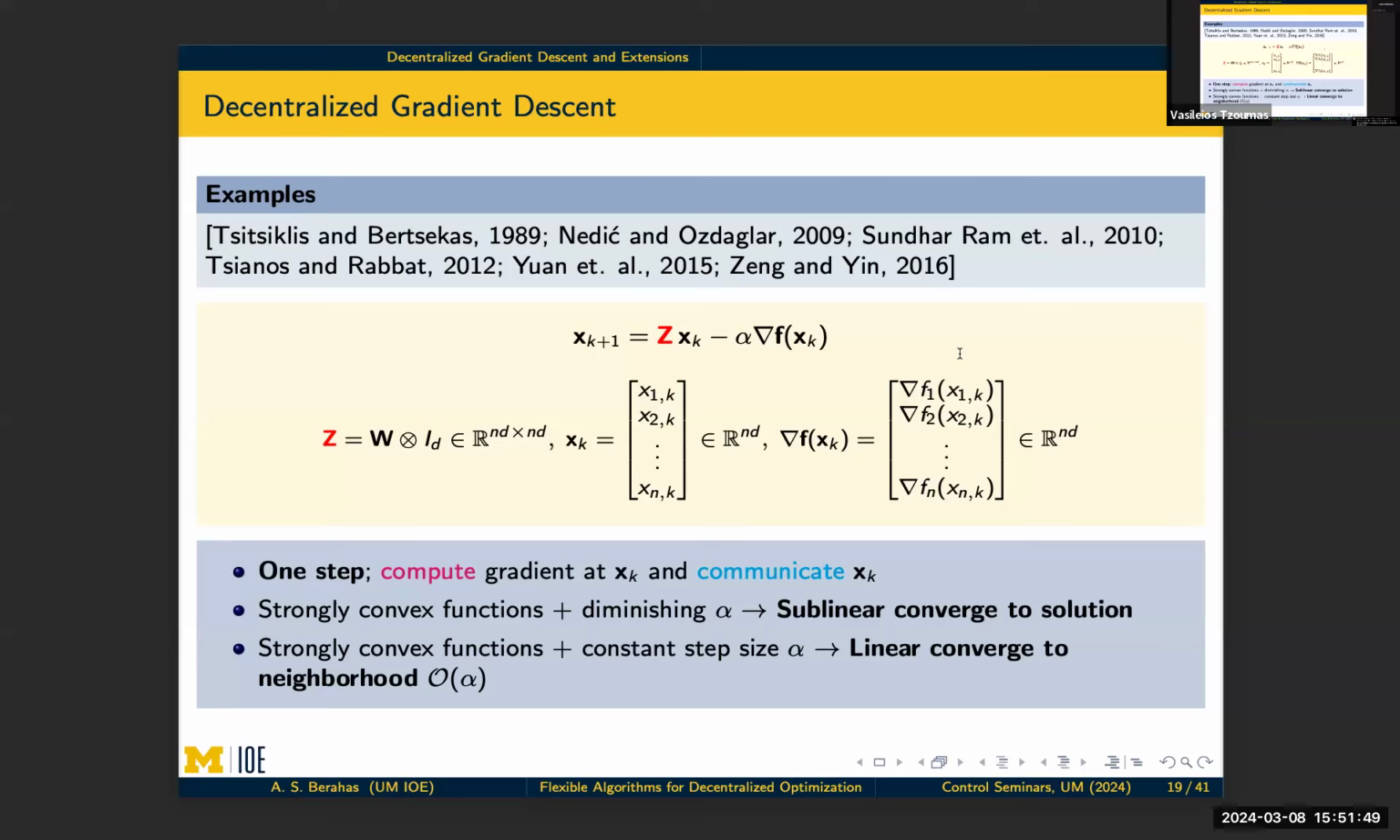I look at that result and say, okay, that's an okay result, but I don't like sublinear convergence. I really don't like sublinear convergence. And so the question is, can we get away with non-diminishing step sizes?